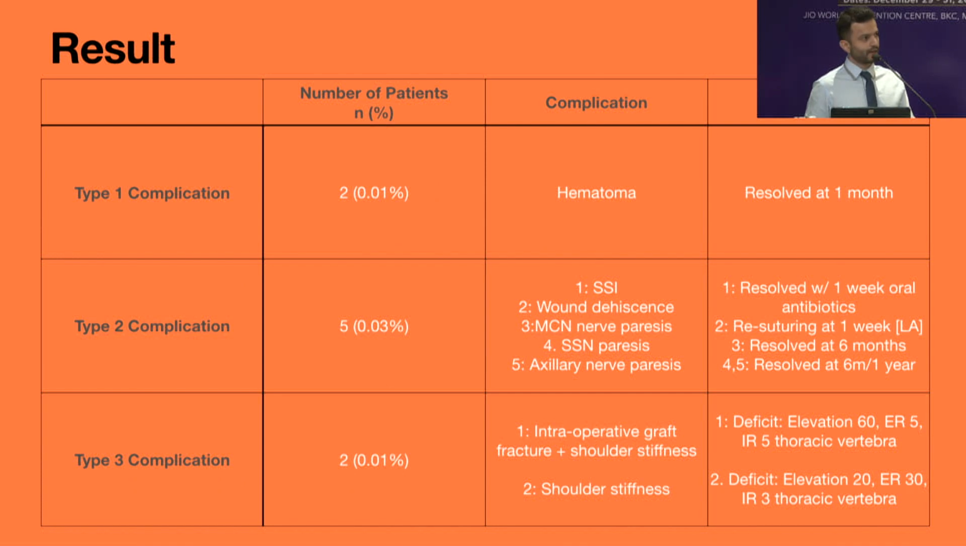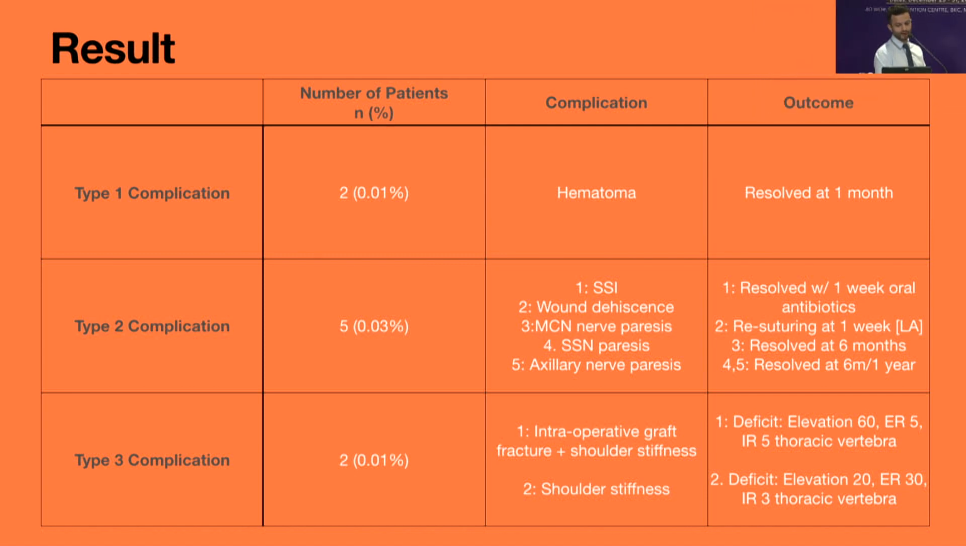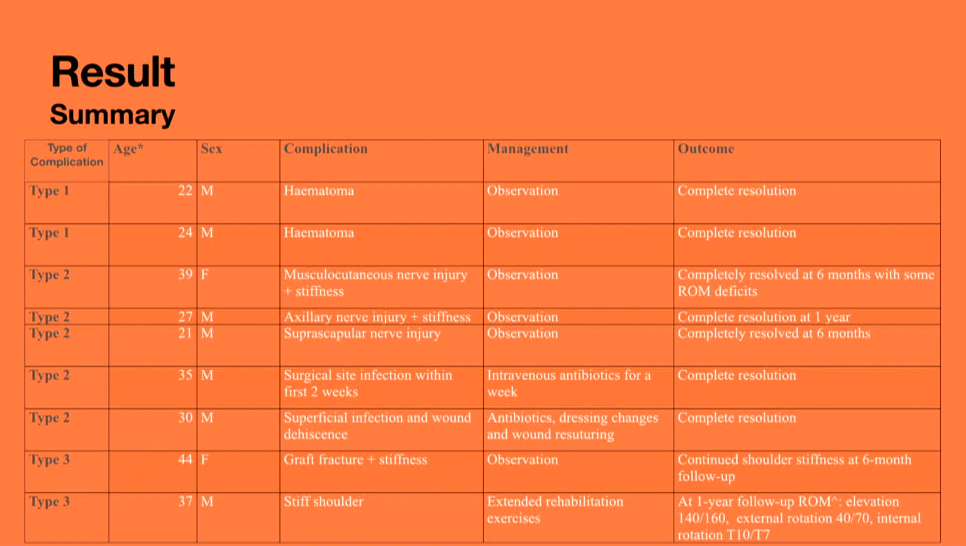Just to segregate the complications that we faced, we had 2 type 1 complications, which was hematoma in a patient, which resolved at the end of 1 month. 5 patients had type 2 complications, out of which, like I mentioned before, 3 were nerve paresis, which resolved by 6 months to 1 year. We had a wound dehiscence, which was addressed with resuturing done under local anesthesia. And more importantly, 2 patients had type 3 complications. Like I mentioned, one had an intraoperative graft fracture, which led to shoulder stiffness, and one patient had shoulder stiffness. So this is the deficit that the patients had. This is just further breaking it down.